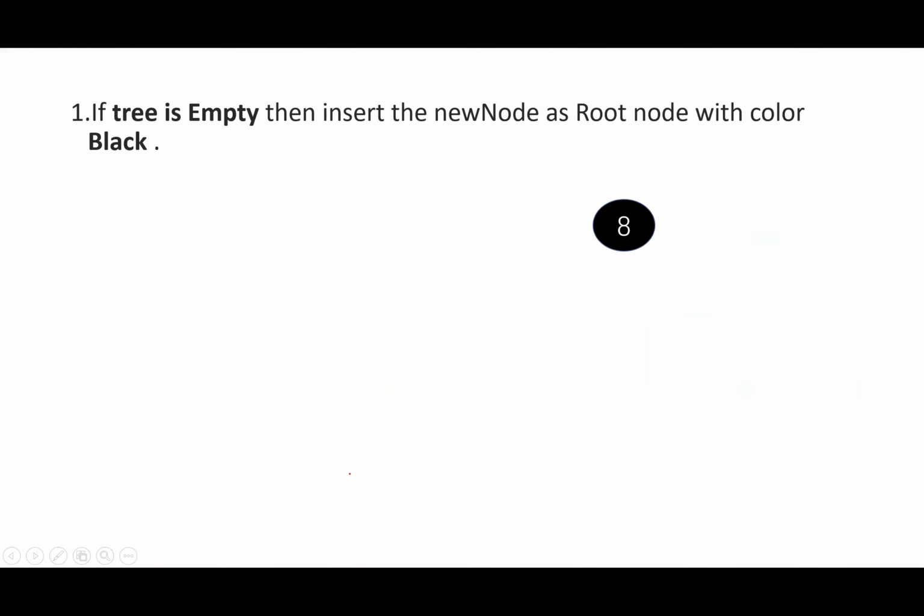Now we see how to insert a node into an empty tree. If the tree is empty, the inserted node will become the root of the RBT tree, and the color is black.